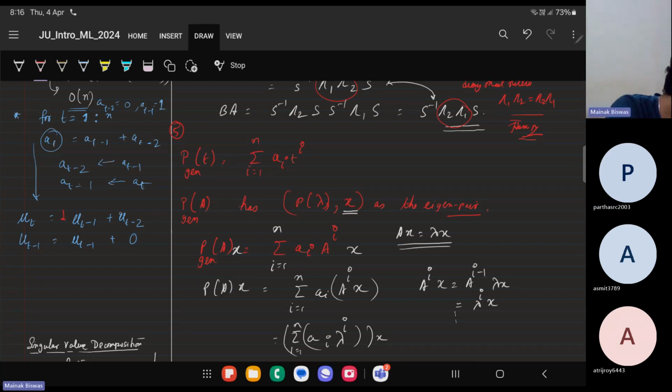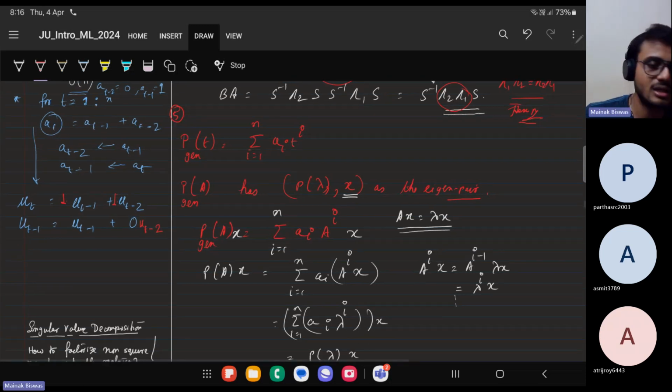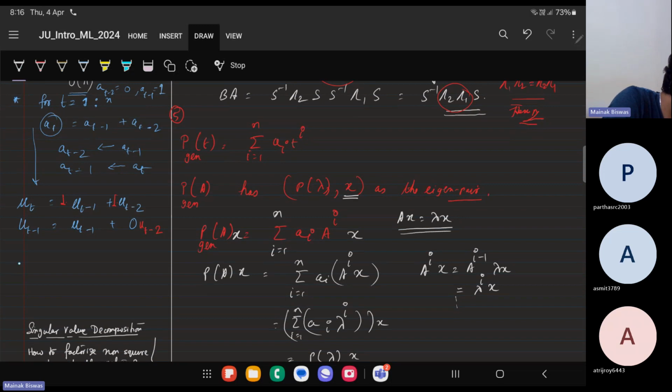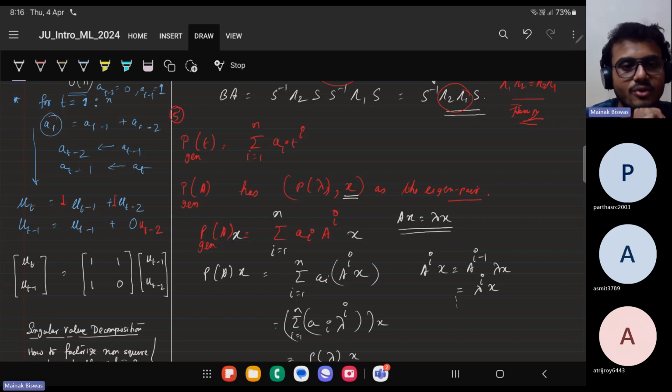This is 1 into... I wanted to write this as u_(t-2). Right. Therefore, what can I write? Can I write this way? u_t and u_(t-1) as the matrix 1 1 1 0 times u_(t-1), u_(t-2). Can I write this from the first? This is where we began linear algebra, right? I'm expressing both of these equations in a single matrix form. Correct? Any doubts?